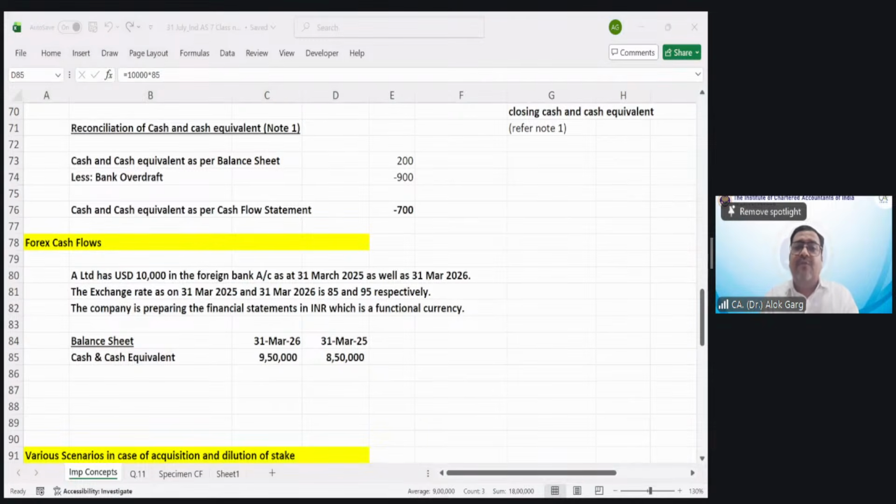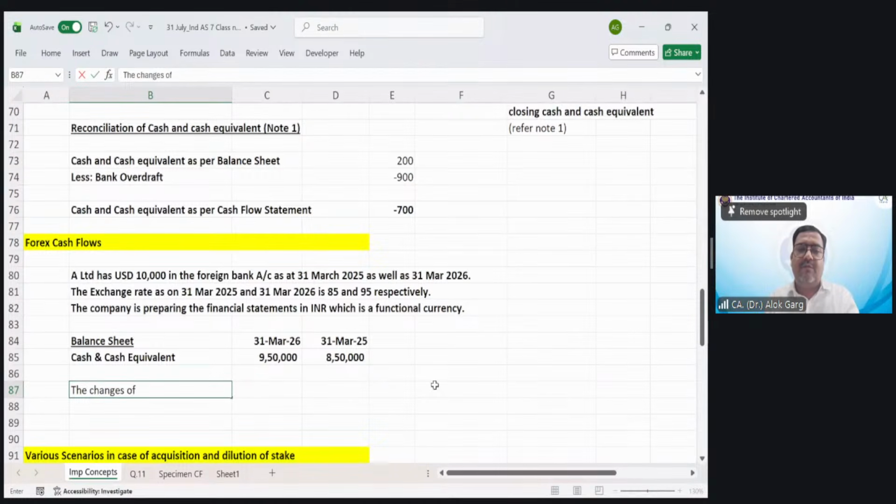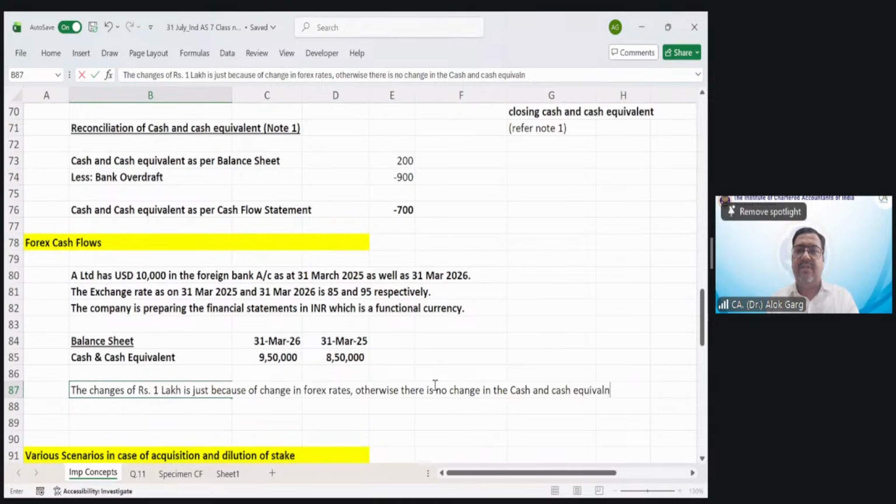So how should we disclose it? This 8.5 to 9.5, this change of rupees 1 lakh is just because of change in the forex rates. Otherwise there is no change in the cash and cash equivalent. You agree with me? Agree or not agree with me? There is no change in the cash and cash equivalent.